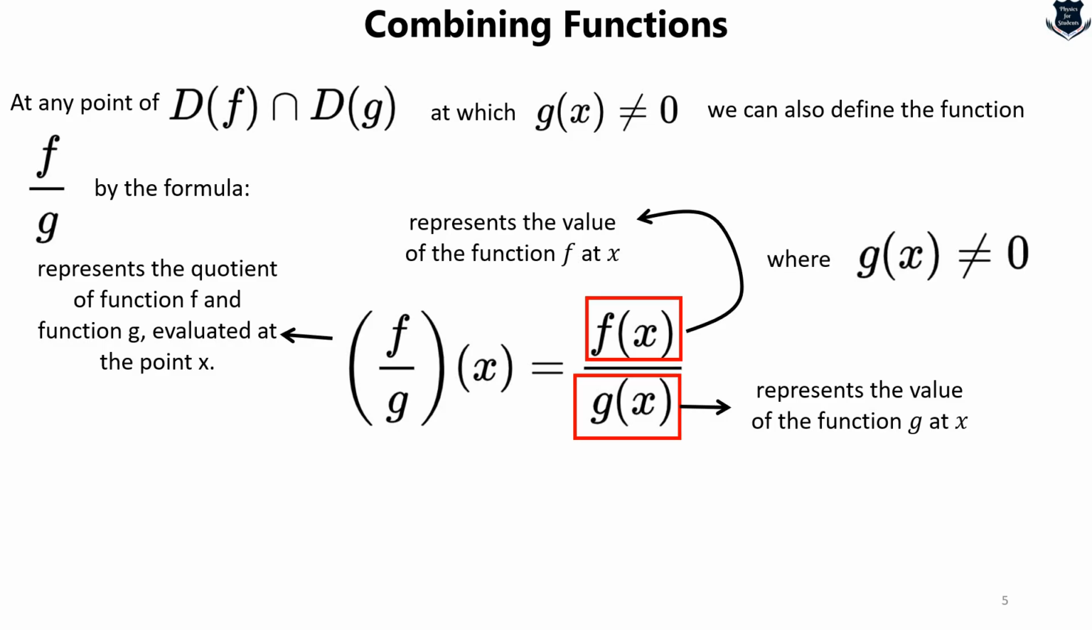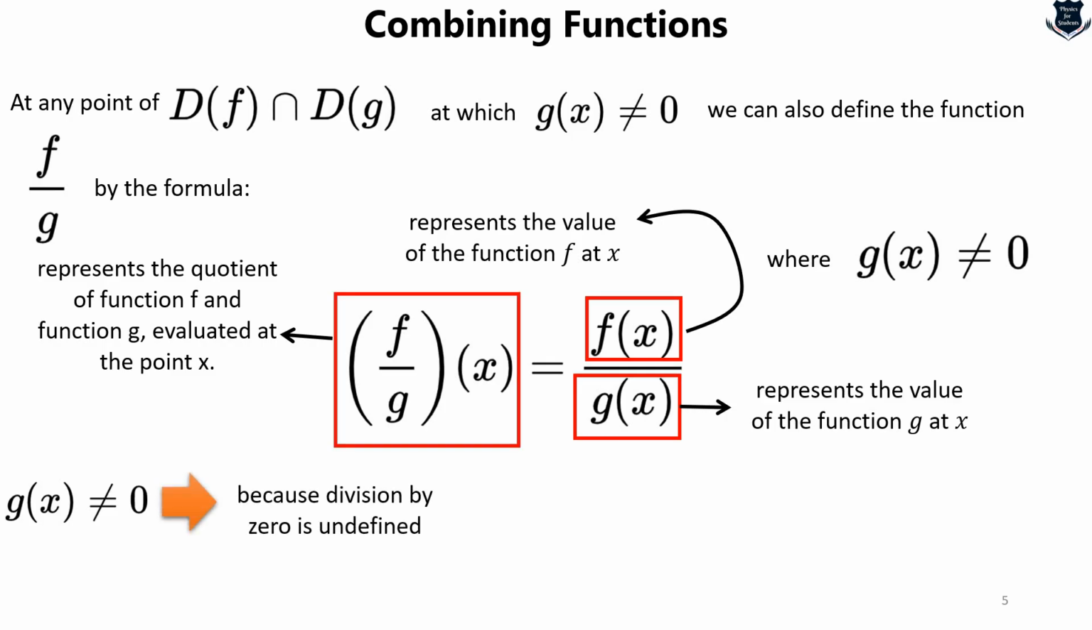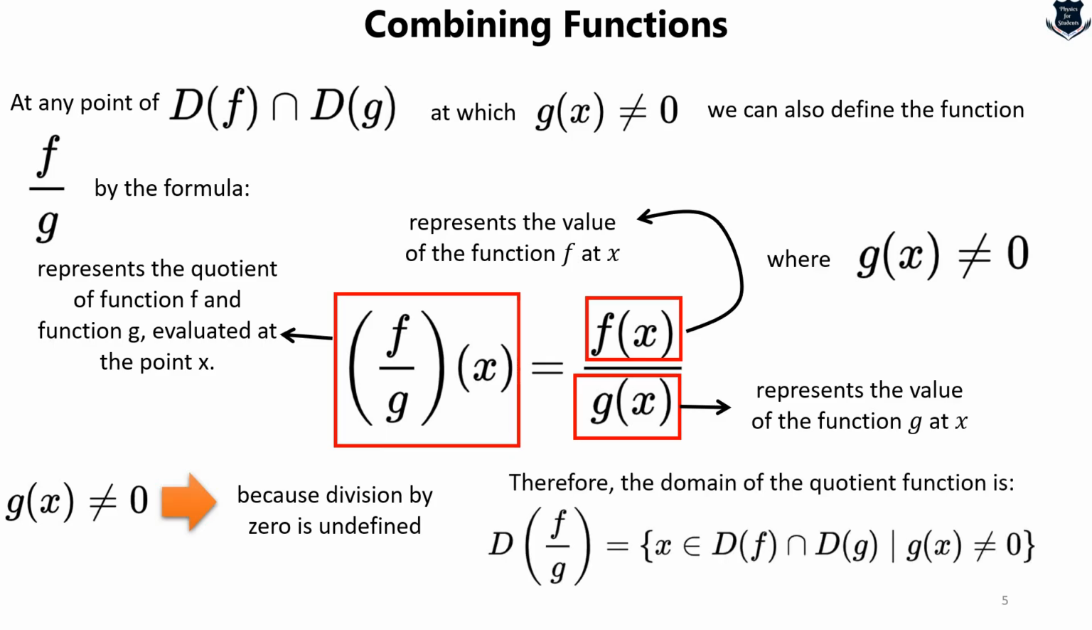Obviously we have to take the case where g(x) is not equal to 0. So g(x) is not equal to 0, simply because division by 0 is undefined, as I now show you in the box. So from here what we can say is that x must belong to D(f) intersection D(g), meaning x is in both the domain of f and g, and g(x) is not 0 because division by 0 is undefined, and hence the domain of the quotient function is this one.